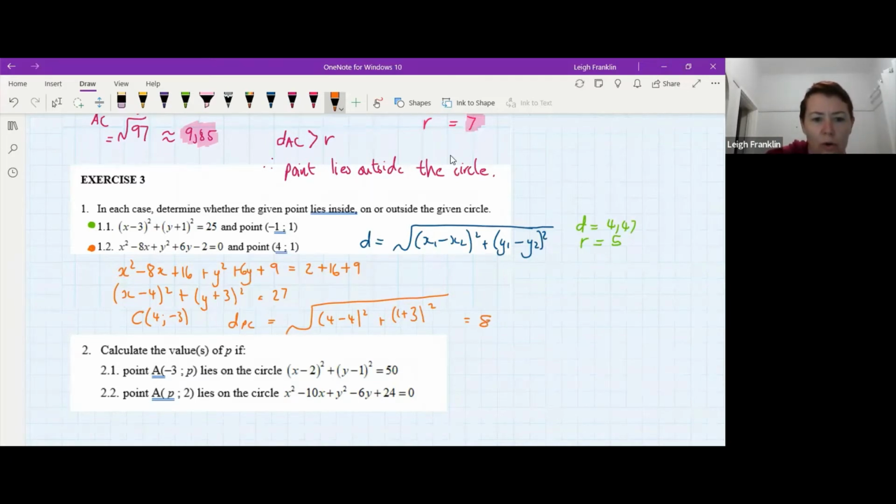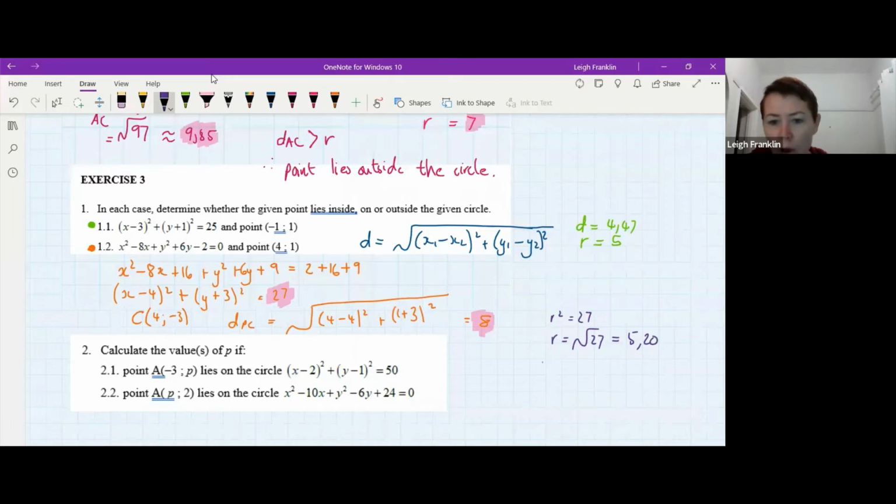Now what we're doing is comparing 8, which is the distance from the point to the center, with root 27. Remember, 27 is r squared. So if r squared is equal to 27, that means that r must be root 27, and root 27 I think would be smaller. Yeah, because it's 5 comma 20. So therefore the point lies outside the circle.